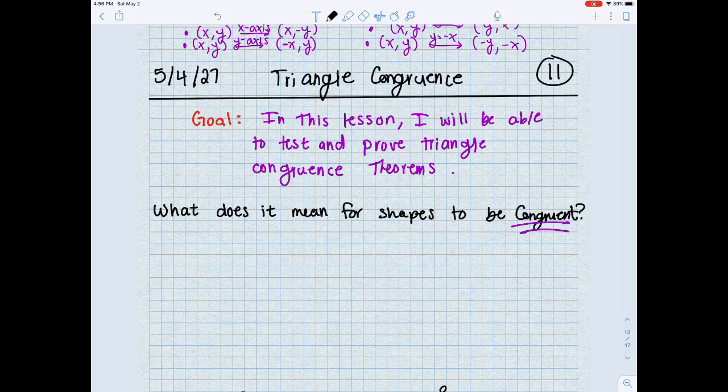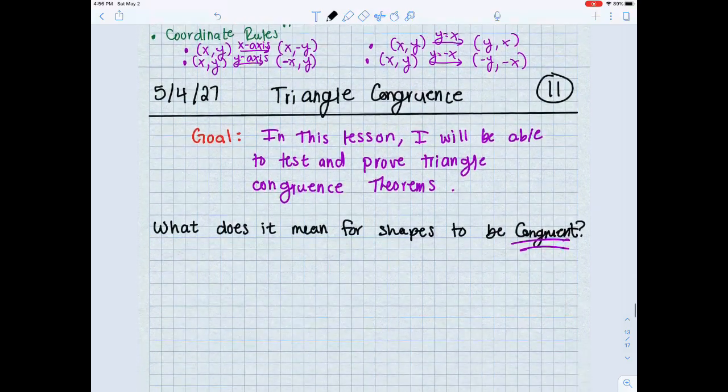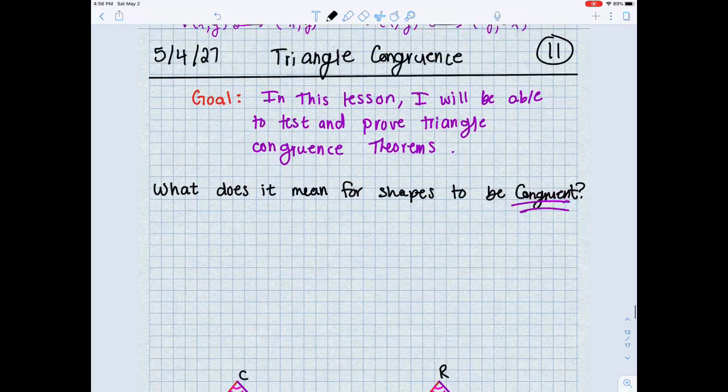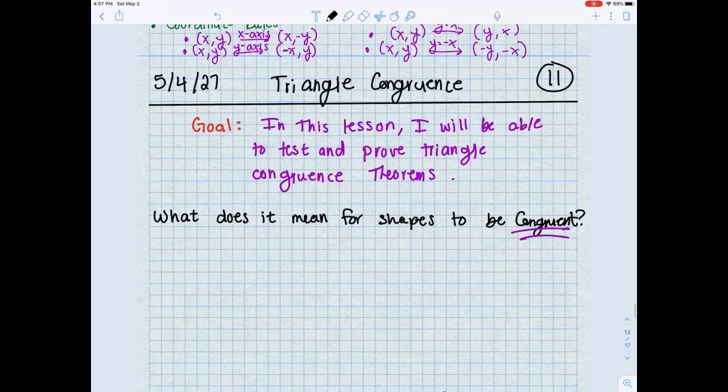So here's how my notes are set up. Don't mind those coordinate rules for reflections up there, but we're on a new page here. Triangle congruence, page 11 is what I am on. If it's a little different than yours, that is okay. So our goal for this lesson: I will be able to test and prove triangle congruence theorems.